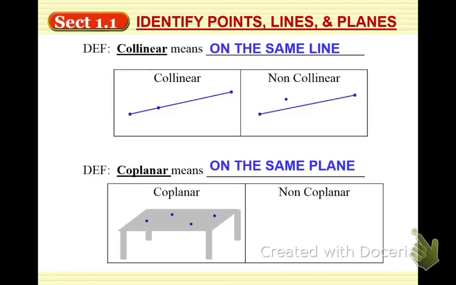Okay? So there's coplanar. You can imagine 4 marbles sitting on top of a table. So then in order for points to be non-coplanar, one of those marbles has to fall off. Right? So there's an example of non-coplanar.